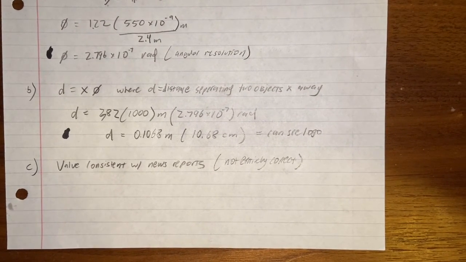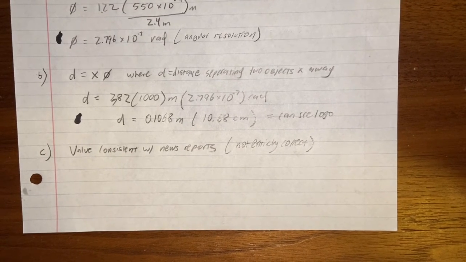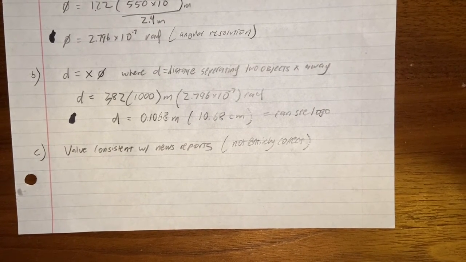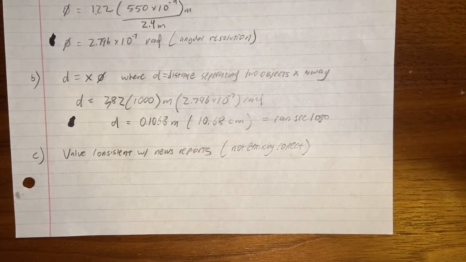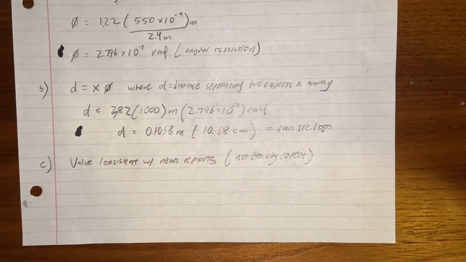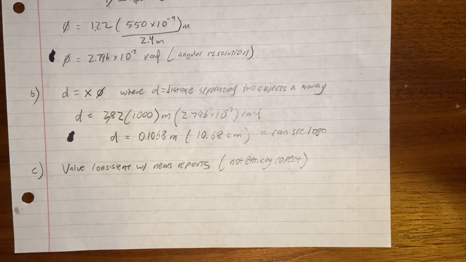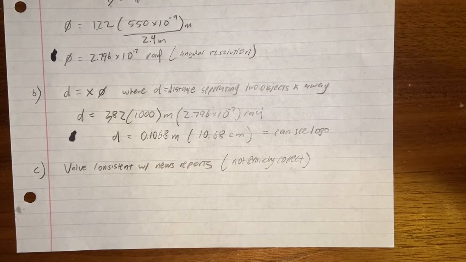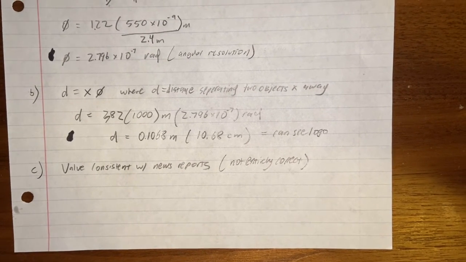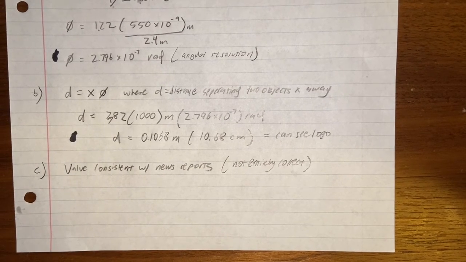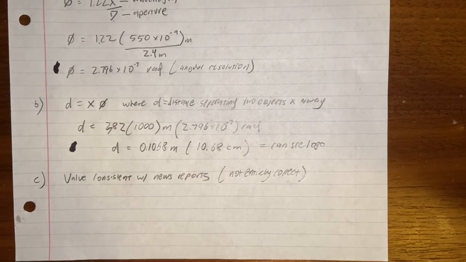And finally, the last part of the problem states that some news reports said that the image had a resolution of better than 10 centimeters. Is that consistent with your calculation? So more or less, in this situation, 0.68 centimeters isn't necessarily a negligible distance away. However, given just the background of the problem, we can conclude that the value is consistent with news reports.